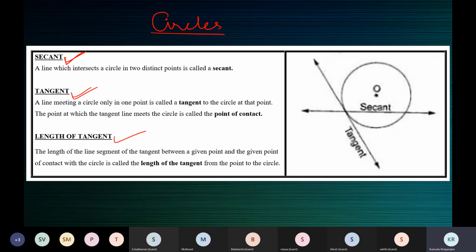Now we know that a line has no endpoints. It extends indefinitely on both the sides. Secant and tangent are two such lines which have some relation with a circle. Secants and tangents are lines. They're not line segments, they're lines. A secant is a line. A tangent is a line. And they're called secants and tangents because they have some relation with the circle.